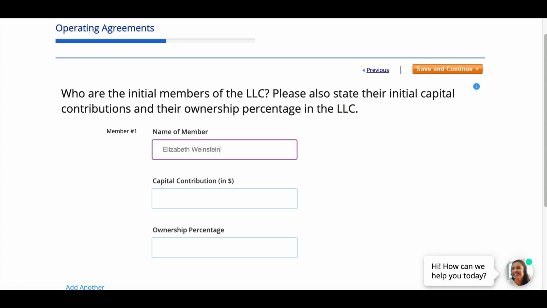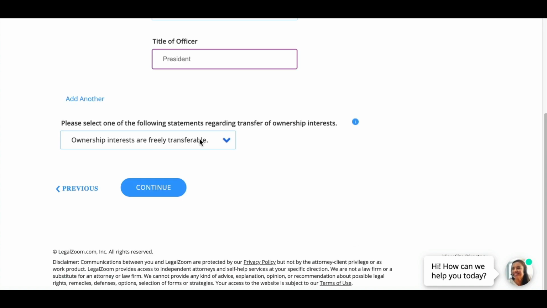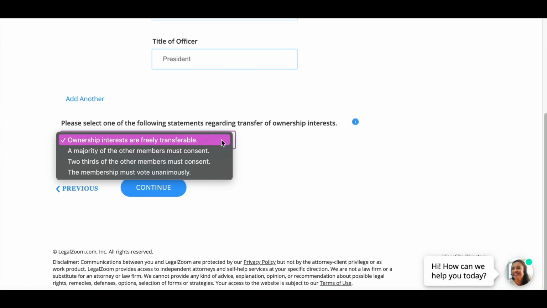Who are the initial members? Elizabeth Weinstein, $1,000, 100%. Elizabeth Weinstein, president. So are the ownership interests freely transferable? A lot of times when you have a business with multiple owners, just 2 or 3 owners, you don't want one of the other owners selling their half of the business to some random person. And now you're in business with a random person, right? So you'd put some kind of restriction. In this case, I'm the only owner of this hypothetical business, so I can just put that it's freely transferable because it would be awkward otherwise.